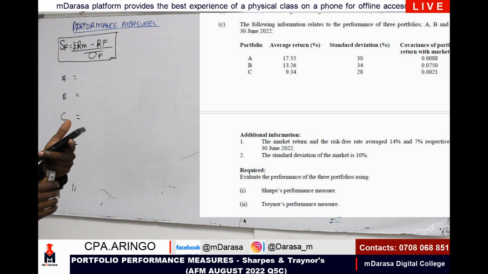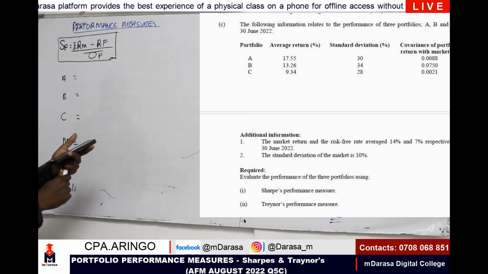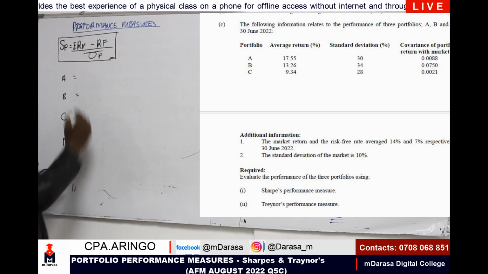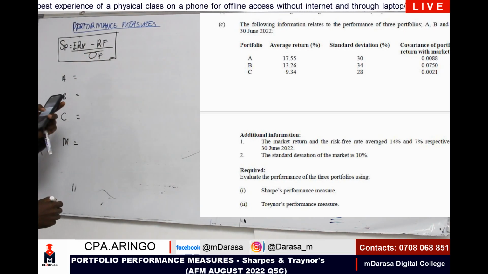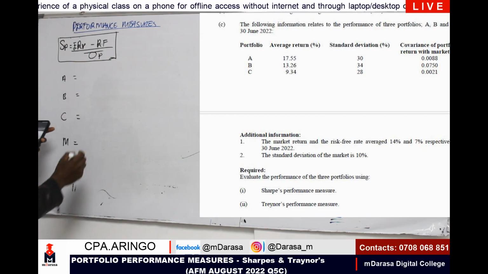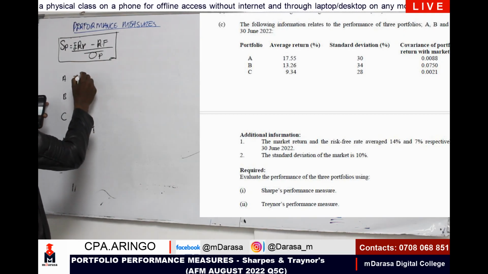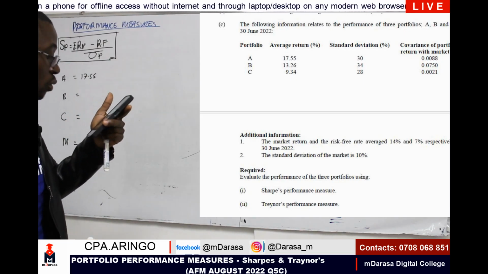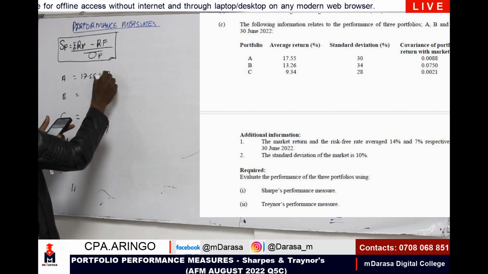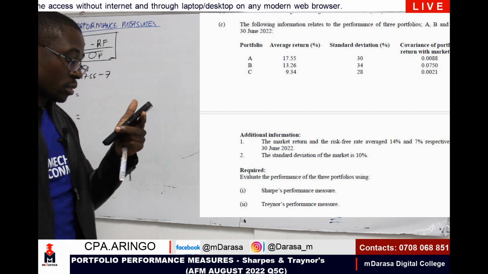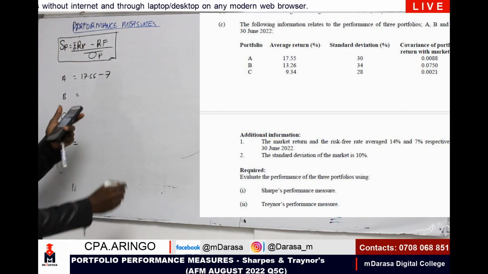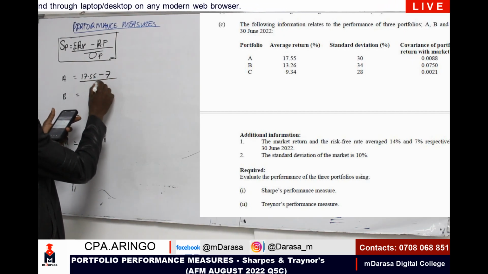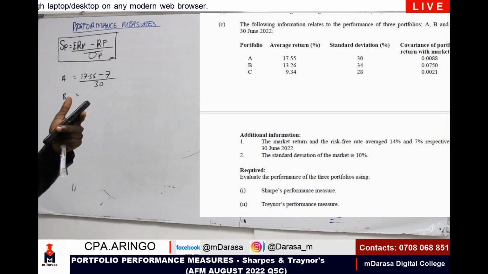So we start with the expected return of the portfolio, because we're not dealing with the market. Expected return of our first portfolio, in this case, we are given what? 17.55, minus the risk-free, which the examiner has given us as 7. Standard deviation of portfolio A, I'm having what? 30. That is what I'm given.